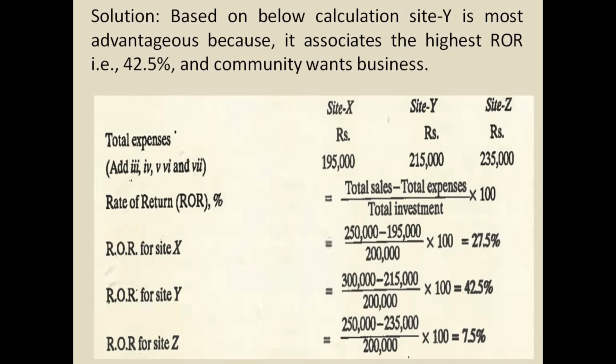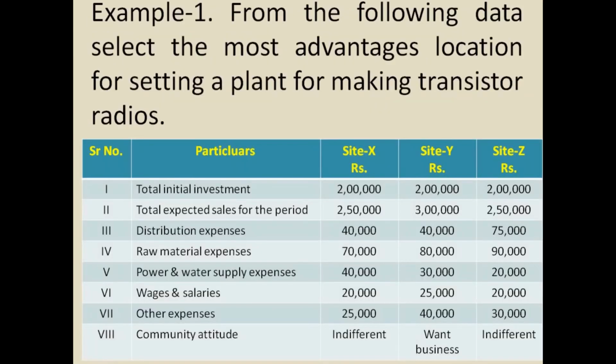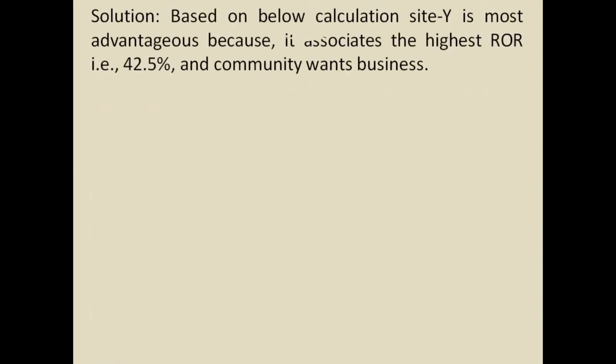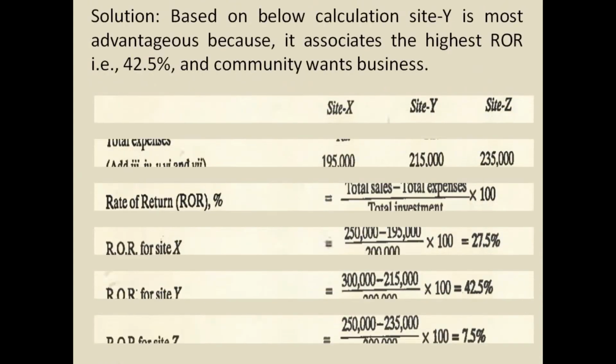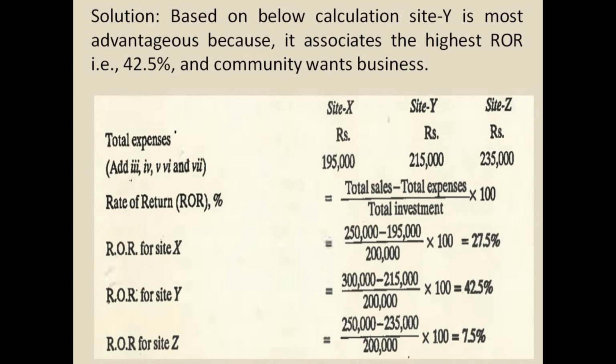So for making transistor radios, we will select site Y with a 42.5% rate of return. Okay, I hope you understood what rate of return is and how the site is selected. Thank you.